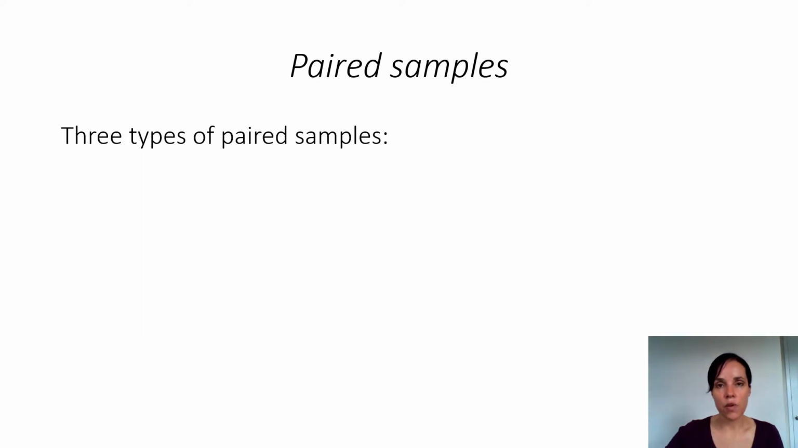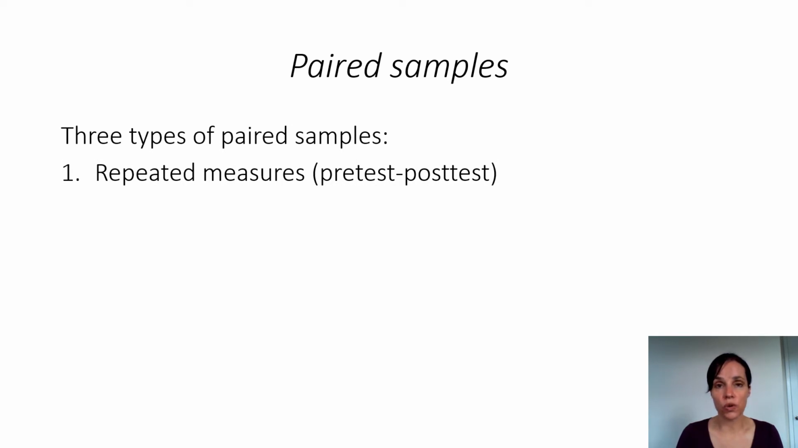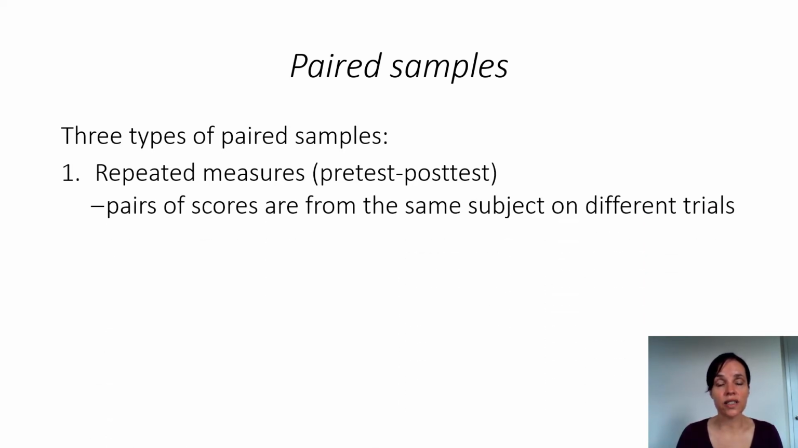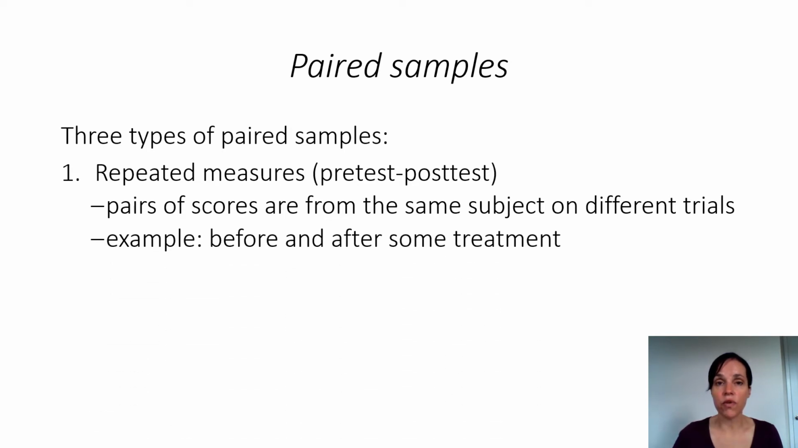In the first half of Chapter 10, we're going to focus on learning how to conduct a paired samples test. Up first, we need to distinguish between the three different types of paired samples test. The first type of paired samples test is called a repeated measures or a pre-test post-test design. In a repeated measures design, the pair of scores come from the same subject, the same individual, on different trials of the experiment.